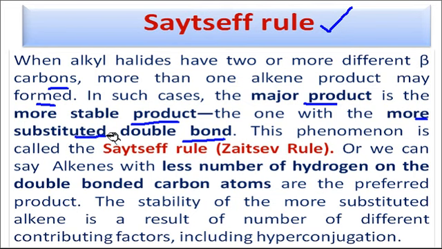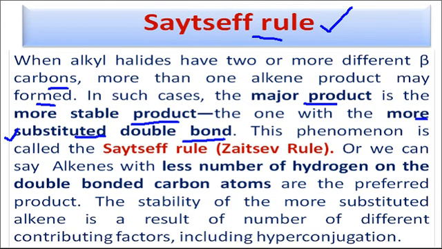So, when the beta carbon atoms are more than one type, then in such a case, what is the major product? We can determine it by the Saytzeff rule. According to Saytzeff rule, the more stable product will be formed. And what is the more stable product here? The more substituted double bond is the more stable product.